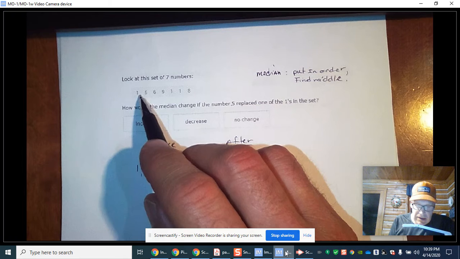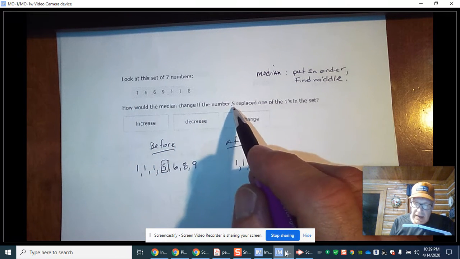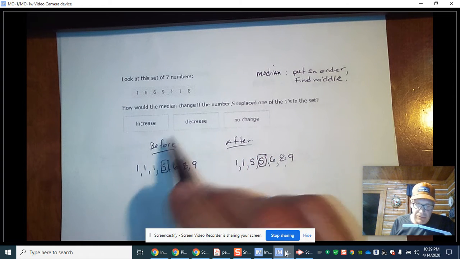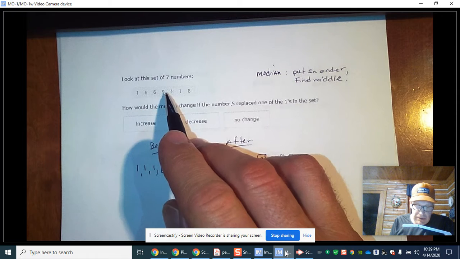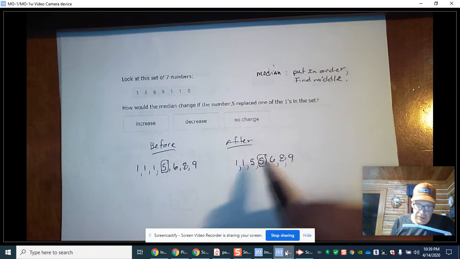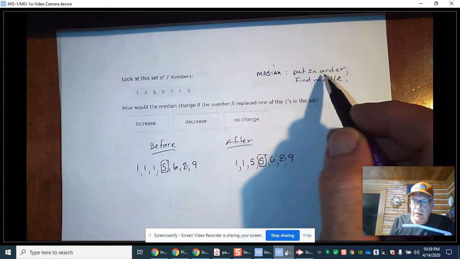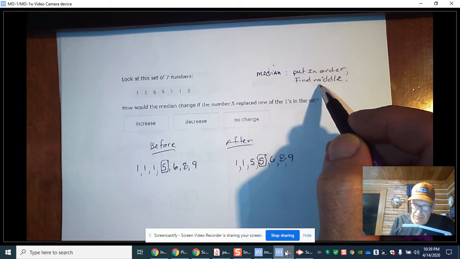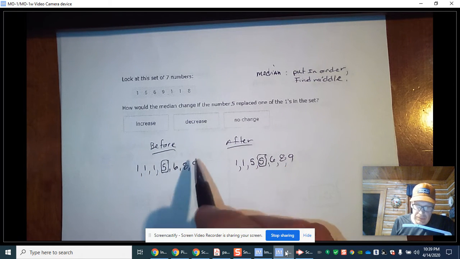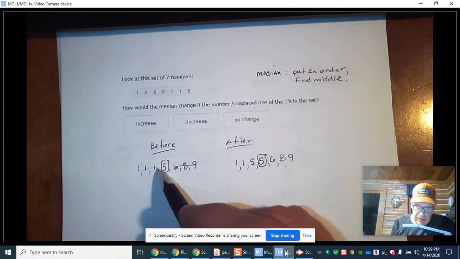They're going to give you a set of 7 numbers, and ask how the median would change if the number 5 replaced one of the numbers in the set. Again, deal with what they give you, then make the change and figure out what it's going to be after. First I'm going to find the median. For the median, you put them in order and find the middle number. So I put them all in order: 1, 1, 5, 6, 8, 9. The middle number is 5. I've got 3 here, 3 there.